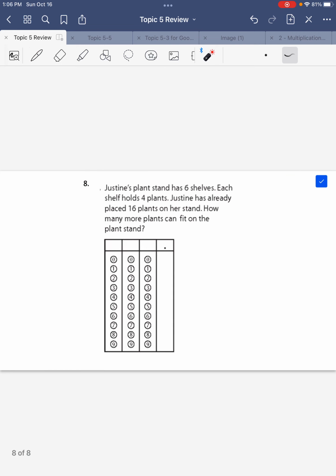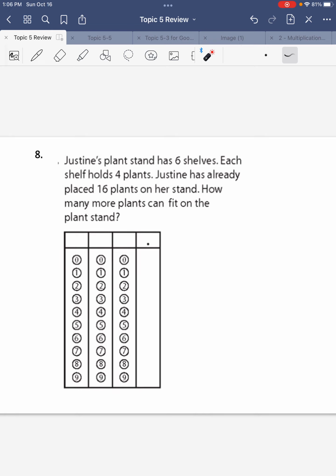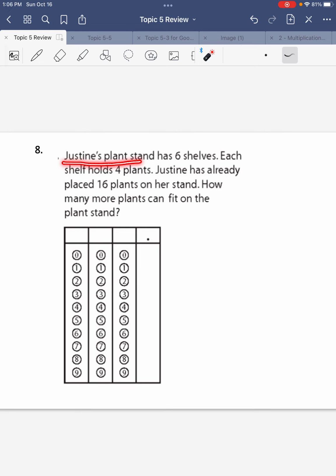Okay, last problem. It says, Justine's plant stand has 6 shelves. Each shelf holds 4 plants. Justine has already placed 16 plants on her stand. How many more plants can fit on the plant stand? So I'm going to do my cubes. I have 6, 4, 16.